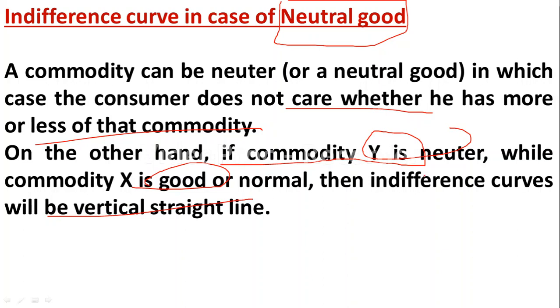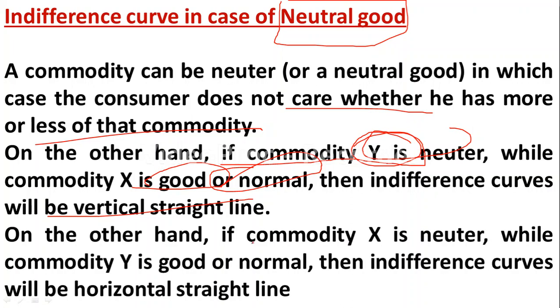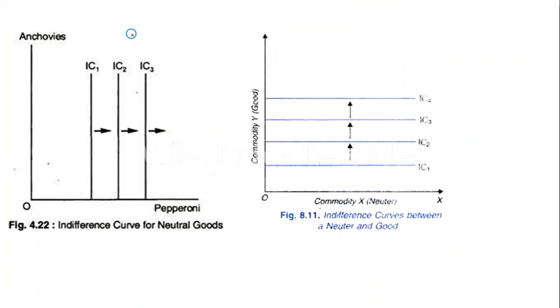So if we have taken the neutral good on the y-axis and the normal good on the x-axis, then the indifference curve is a vertical straight line. And oppositely, if the good x is neutral and good y is normal, then the indifference curve will be horizontal. So here you can observe. Here the indifference curve shape is a vertical straight line because here good y is neutral, and here the indifference curve is horizontal, here good x is neutral.